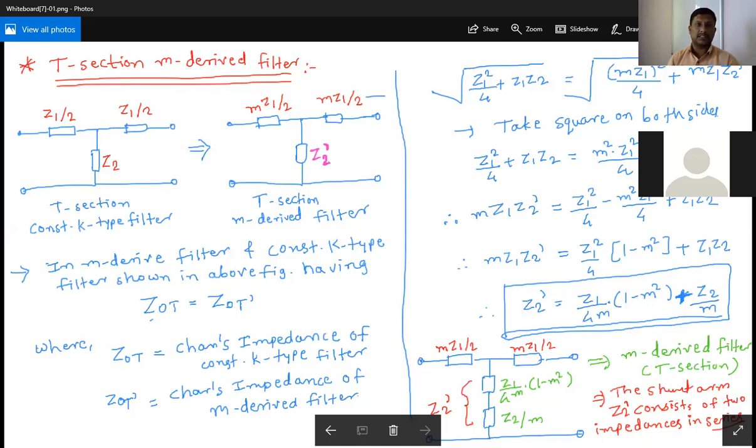We can discuss now the pi section M-derived filter. If any questions are there, you can ask. Otherwise, we can start today's point.